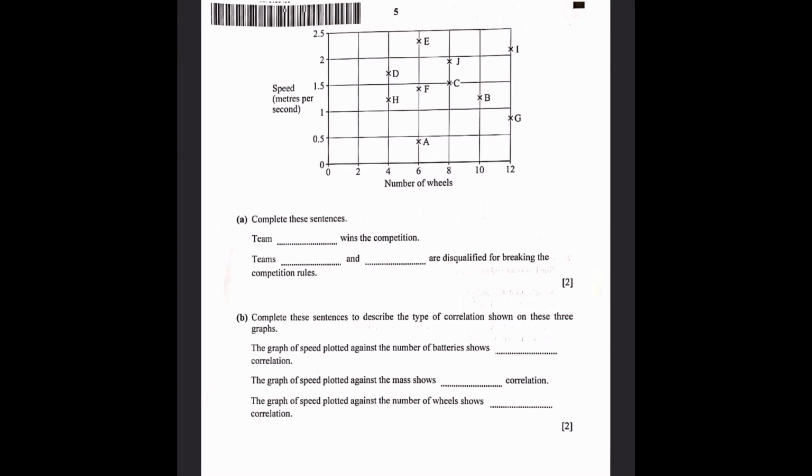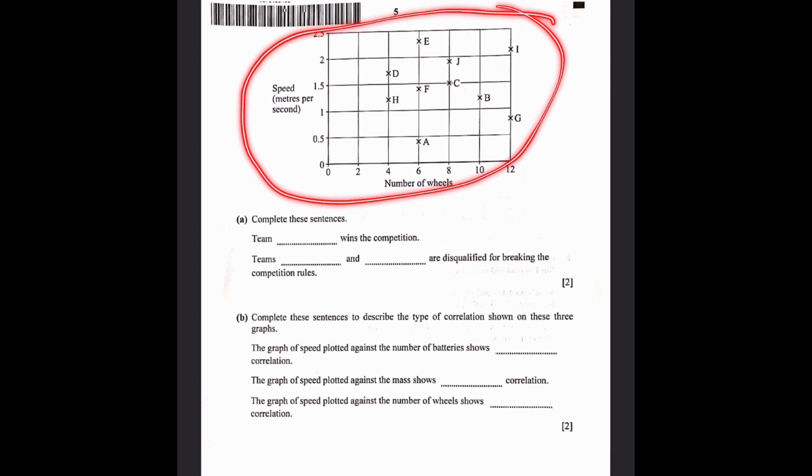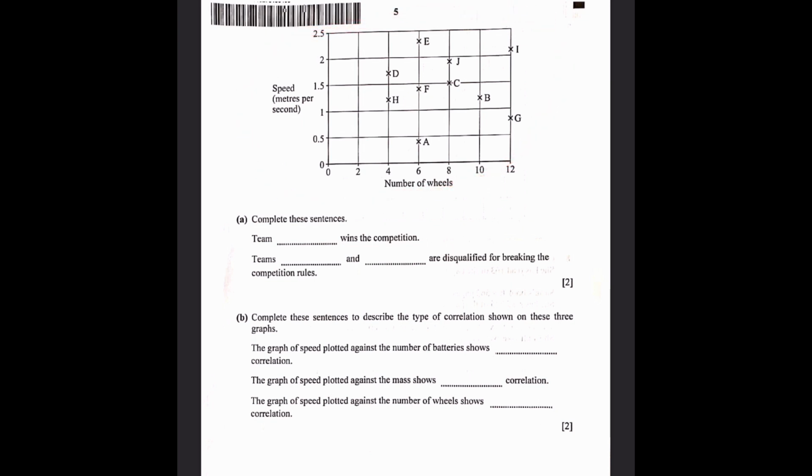And the third one is speed in meters per second and the number of wheels. So we need to find out which team wins the competition. In the A part, complete these sentences. Team dash wins the competition. Teams dash and dash are disqualified for breaking the competition rules.